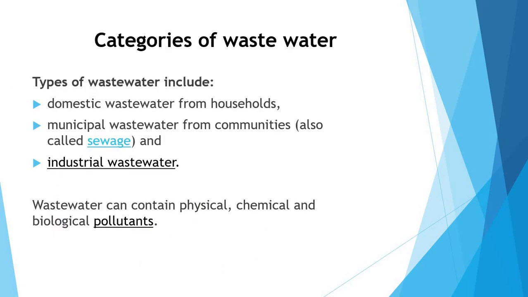The categories of wastewater include domestic wastewater resulting from household activities, municipal wastewater from communities, and this wastewater is also called sewage, and the other type of wastewater includes industrial wastewater from industrial activities like production, processing, etc. Any wastewater can contain physical, chemical or biological pollutants individually or in combination.